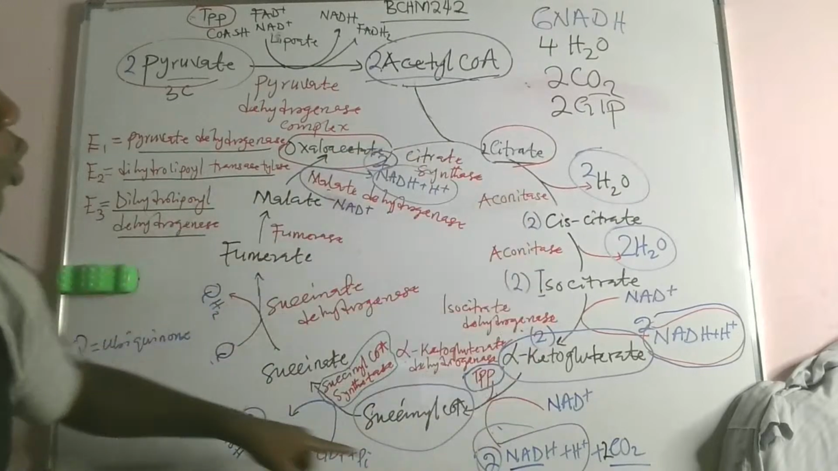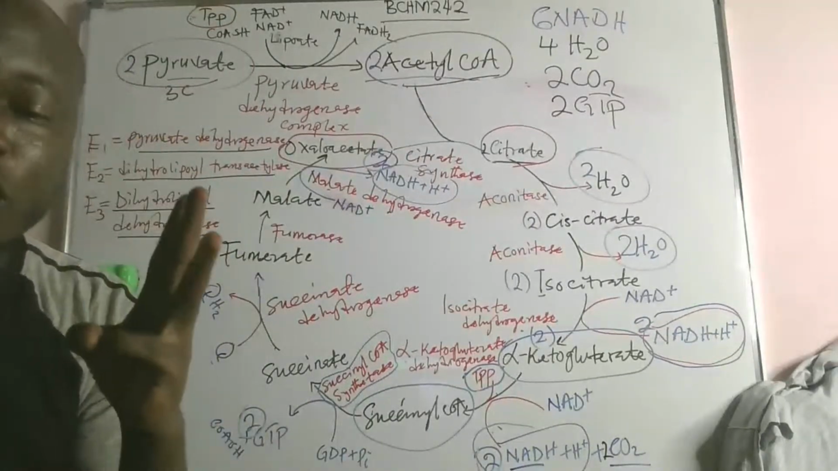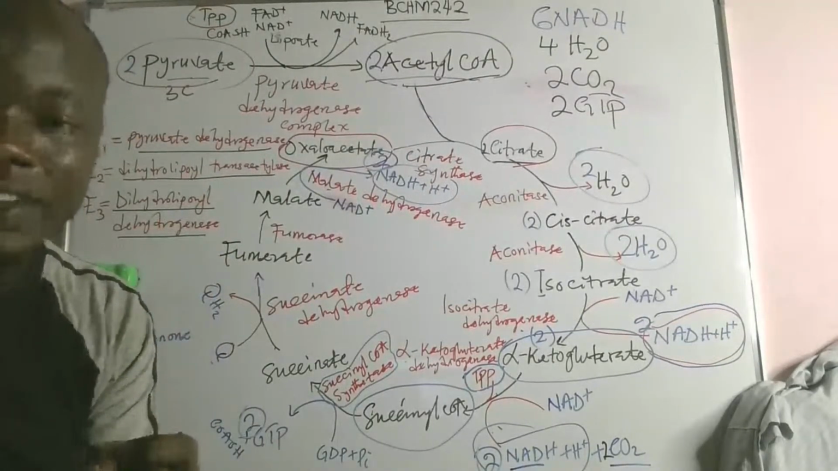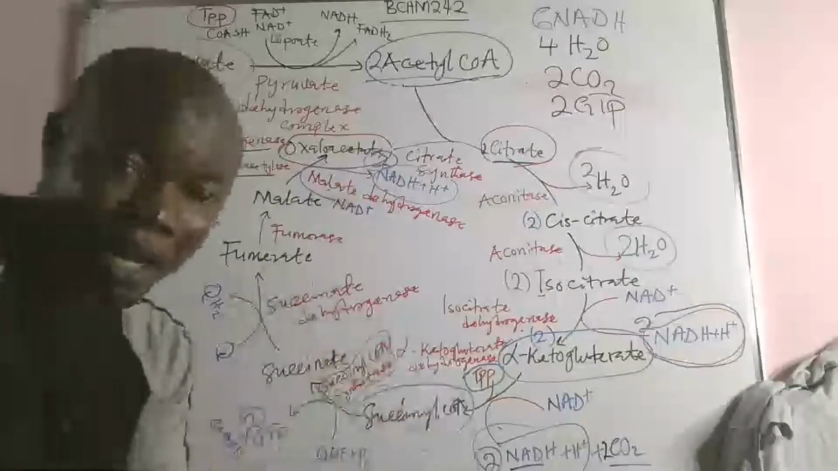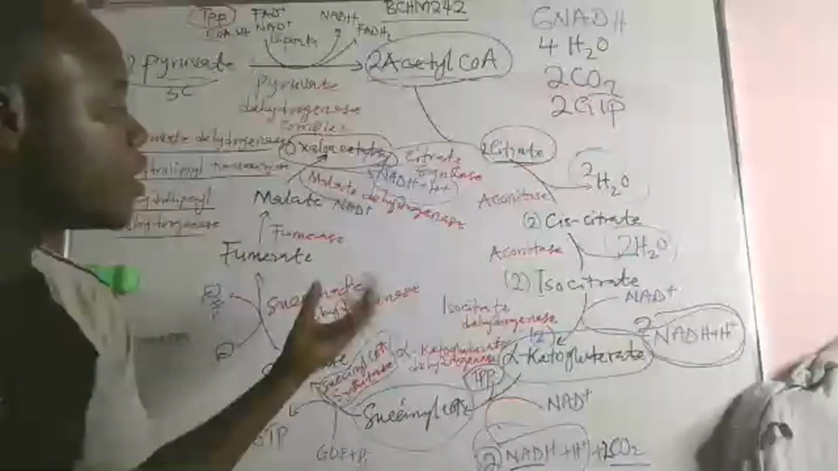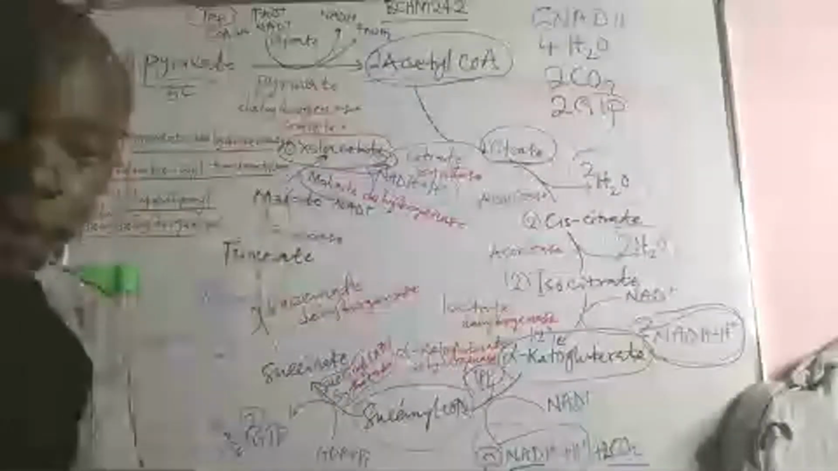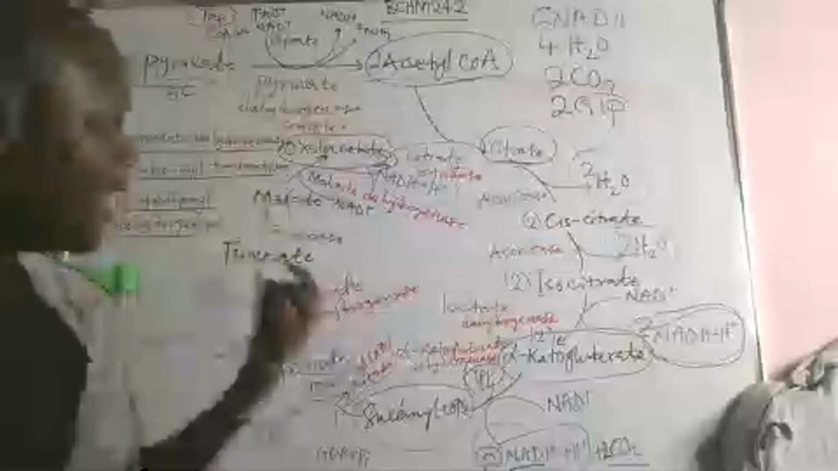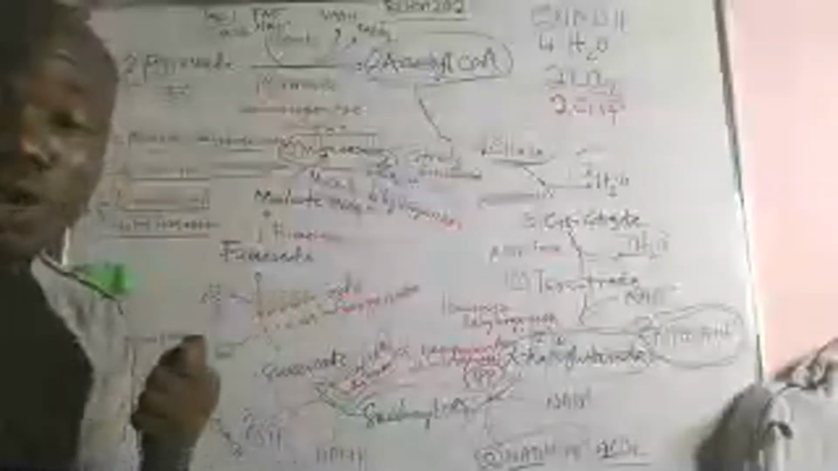And Krebs cycle includes 8 steps. And there are 3 regulatory points, the points where you can control the pathway. Isocitrate dehydrogenase is the point of regulation. Alpha ketoglutarate dehydrogenase is the point of regulation. Then malate dehydrogenase is also another point of regulation.